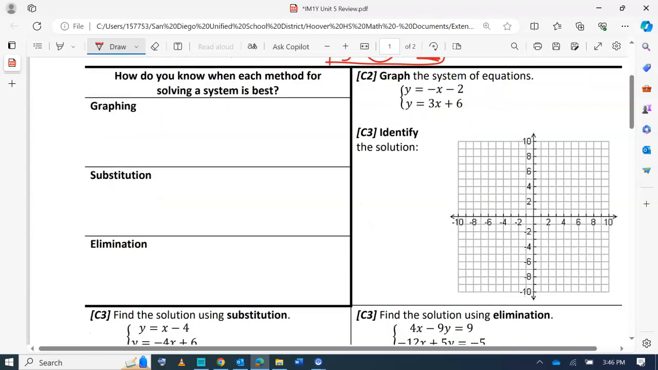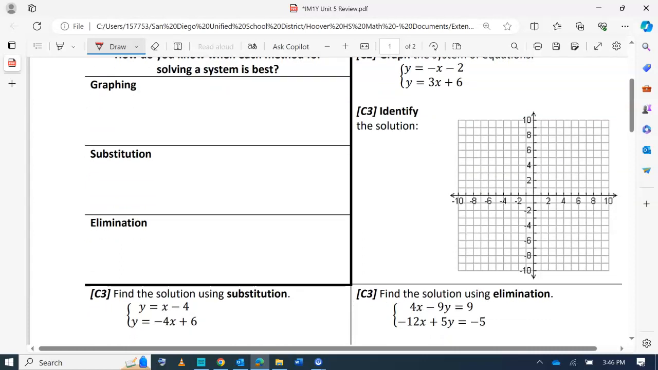Graph the system of equations. Okay, so we're going to graph two different lines and identify the solution. This is where the graphs intersect. All right, so first one is we have negative x minus 2. So y-intercept is negative 2, and our slope is negative 1 over 1. So down 1 over 1, down 1 over 1, down 1 over 1. So our graph is going just like that. So I'm trying to do this as well as I can.